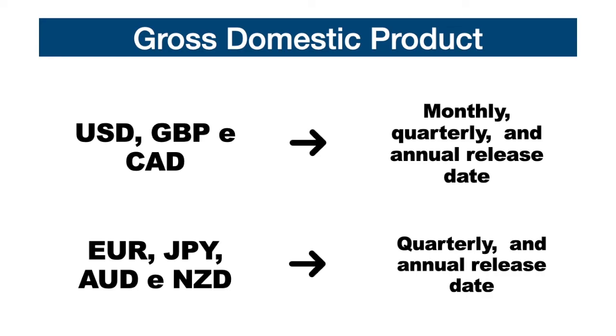GDP for the euro, the yen, the Australian dollar, and the New Zealand dollar has a quarterly and annual release date.